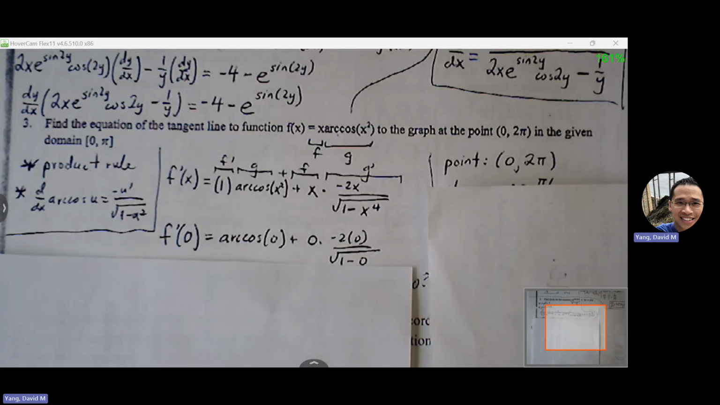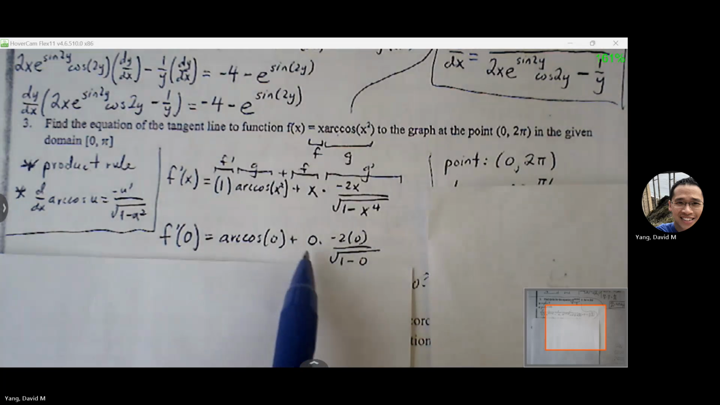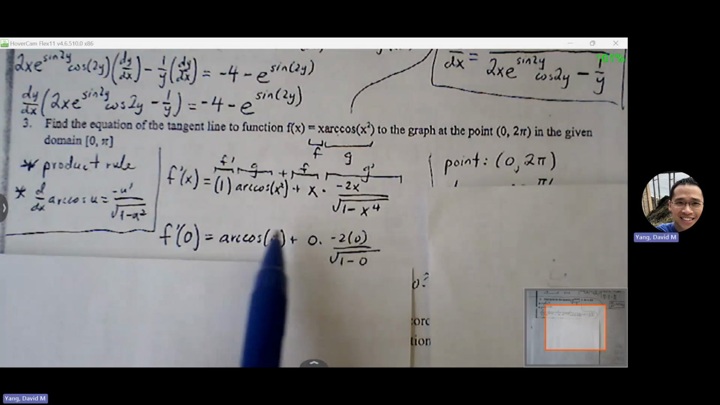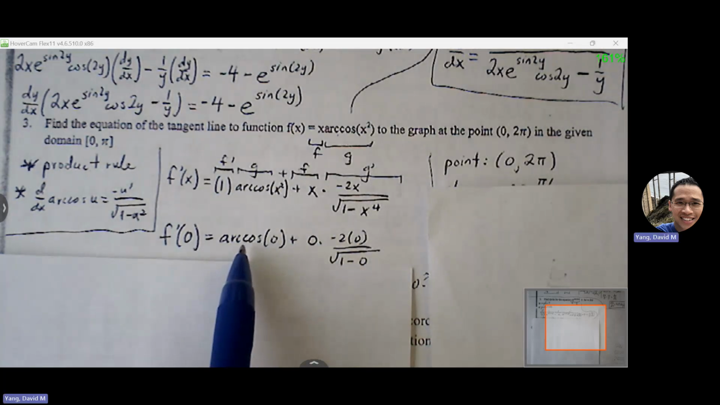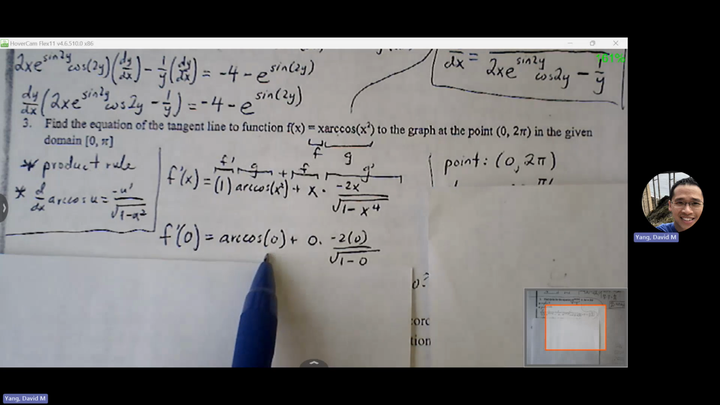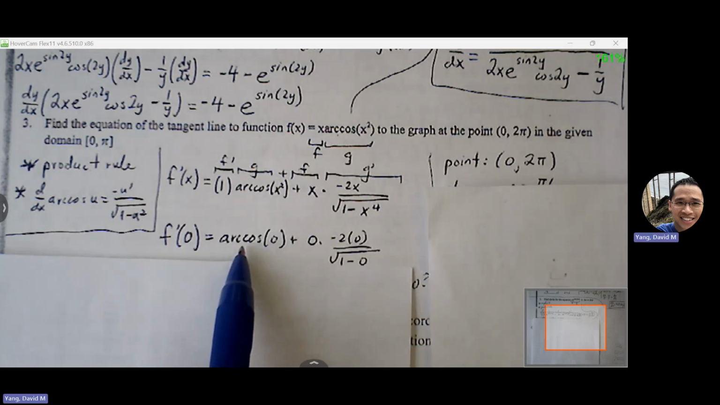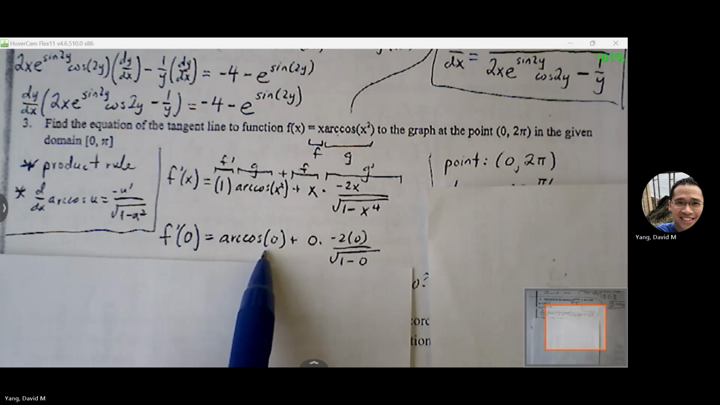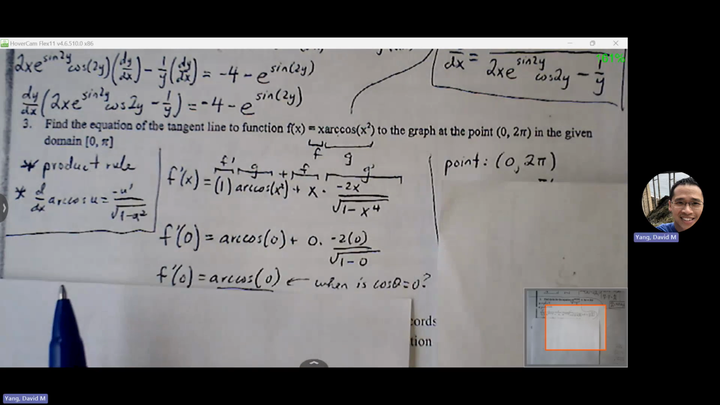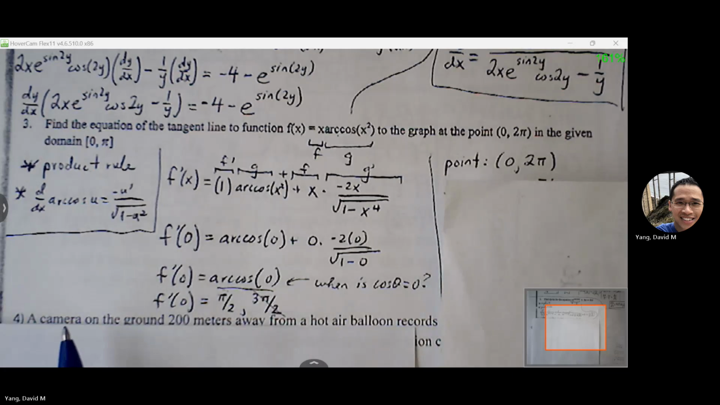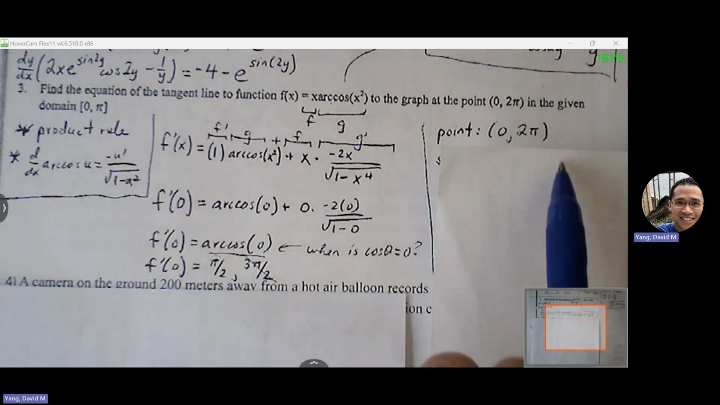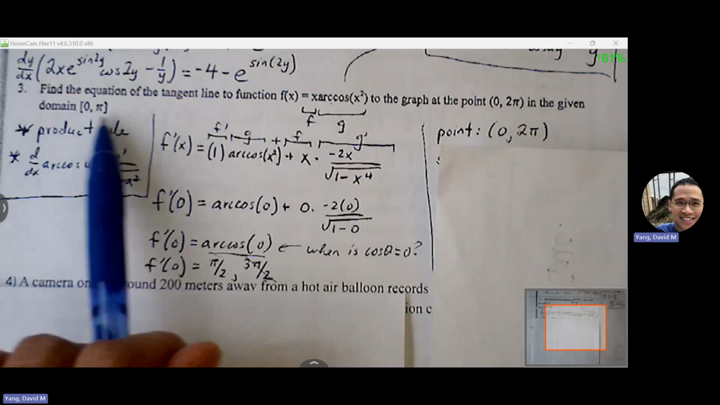Replace all your x values with 0. The right side all cleans up, reaches 0. Our cosine of 0 is asking what theta value allows cosine to be 0? When theta is what? Cosine of what is equal to 0? Pi over 2, yeah. And 3 pi over 2, but 3 pi over 2 is outside the domain, so we don't have to include that.